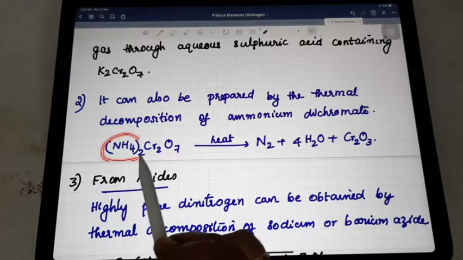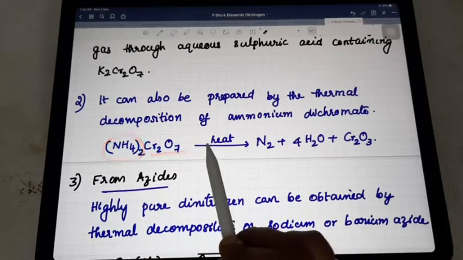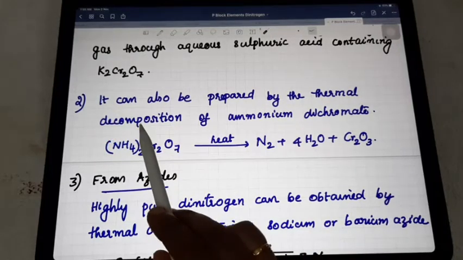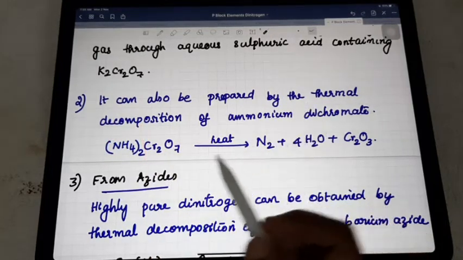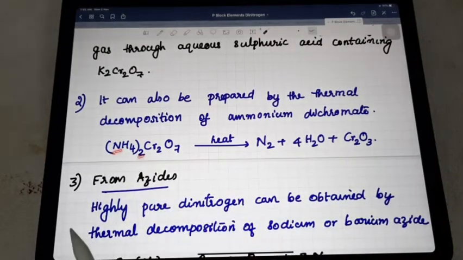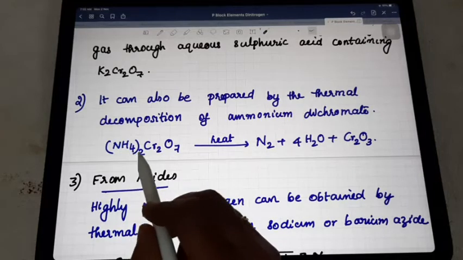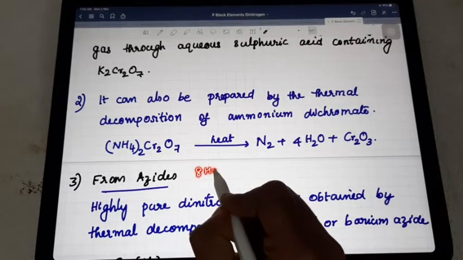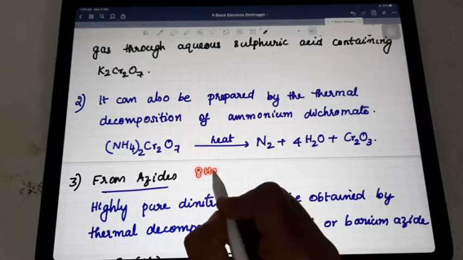So ammonium dichromate on thermal decomposition, meaning heating, splits. How does the splitting occur here? We need dinitrogen, so nitrogen as such. Then 8 hydrogen, and how many oxygen? The 7 oxygen.